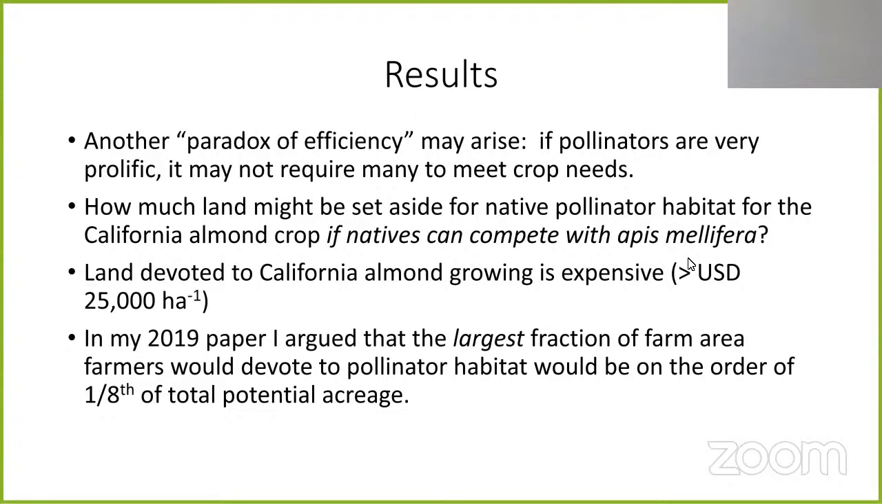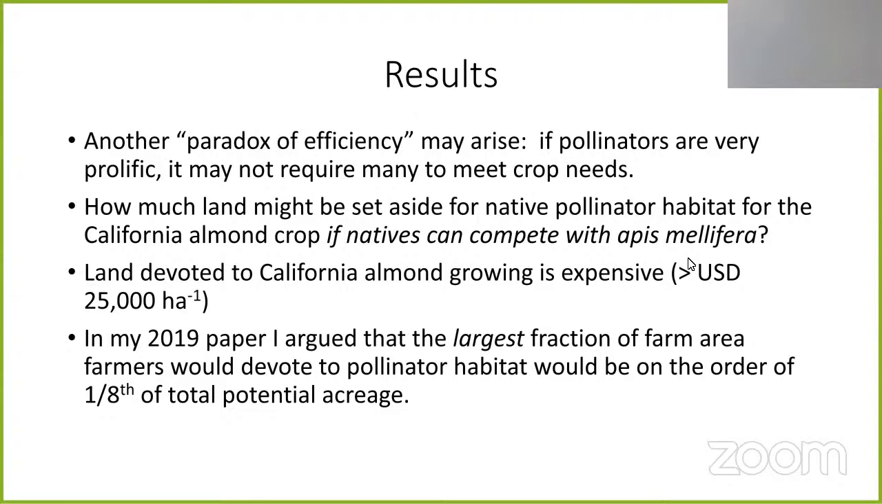And basically the takeaway point of my paper was that if a farmer were to prefer to maintain land for native pollinators, so they did not have to rent bees from the back of the truck that comes around every year, if they're willing to set aside part of their land at $25,000 a hectare to provide habitat for those pollinators, then under the most conservation-favorable set of circumstances, they would not be willing to set aside more than 1/8 of the land they have.